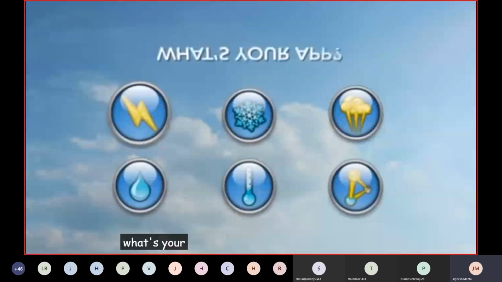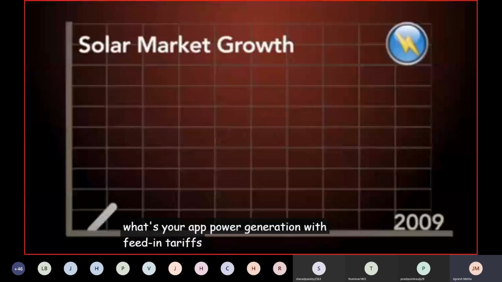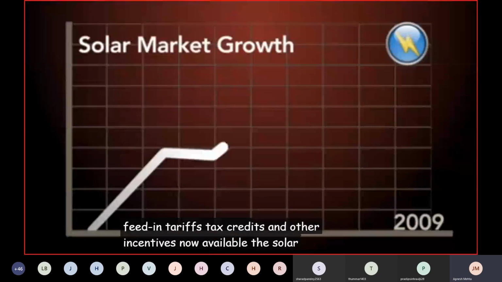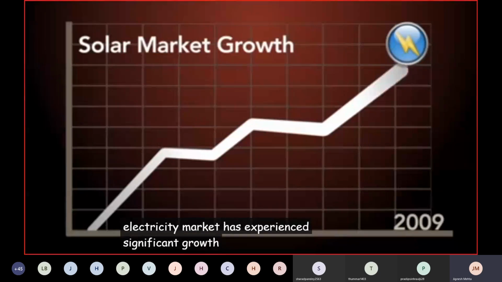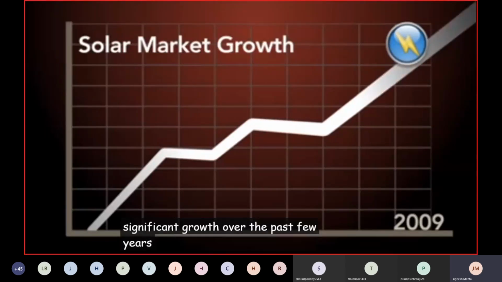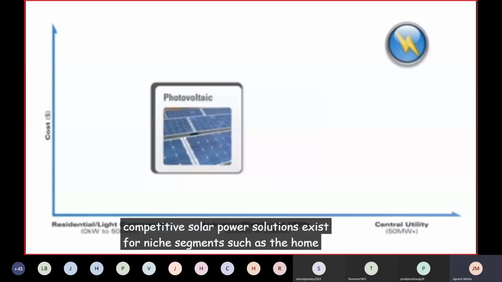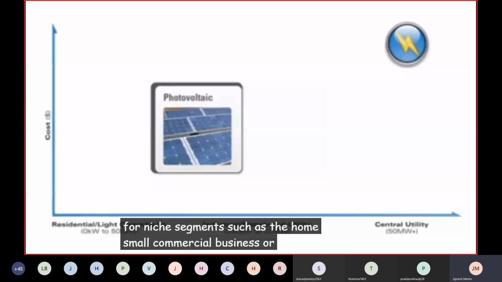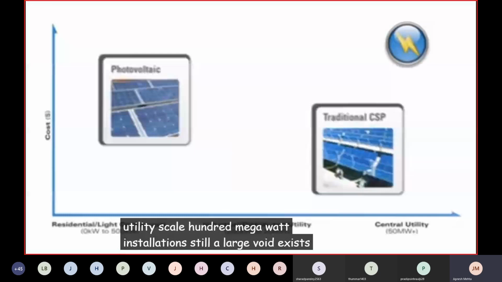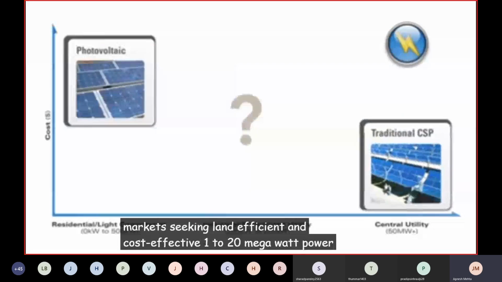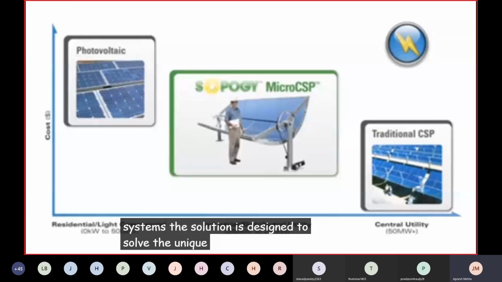What's your app? Power generation. With feed-in tariffs, tax credits, and other incentives now available, the solar electricity market has experienced significant growth over the past few years. Competitive solar power solutions exist for niche segments such as the home, small commercial business, or even utility-scale 100-megawatt installations. Still, a large void exists in large commercial and industrial markets seeking land-efficient and cost-effective 1 to 20 megawatt power systems. The solution is designed to solve the unique challenges found in this space.